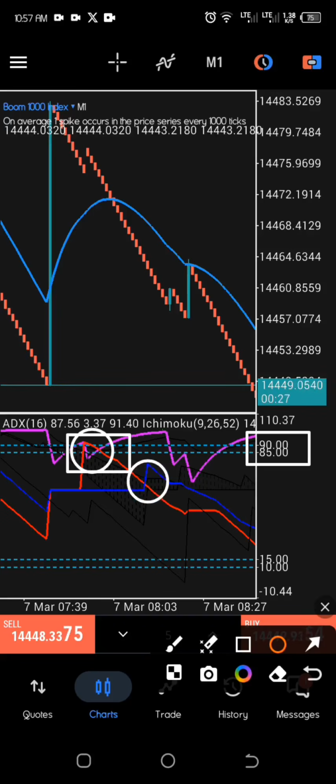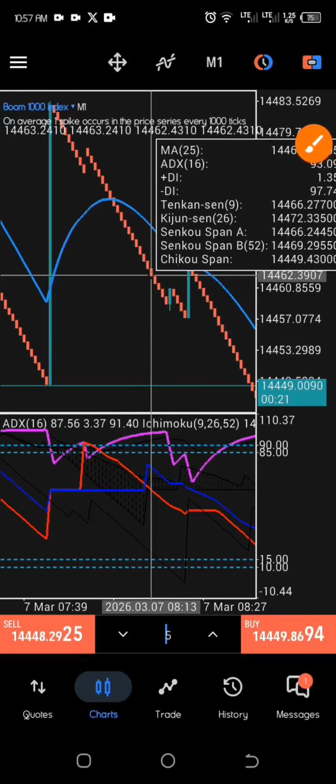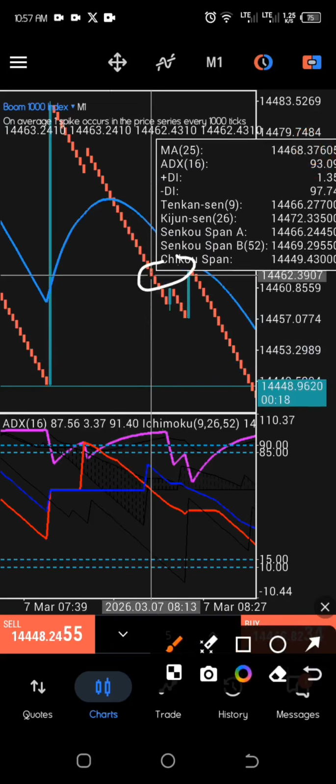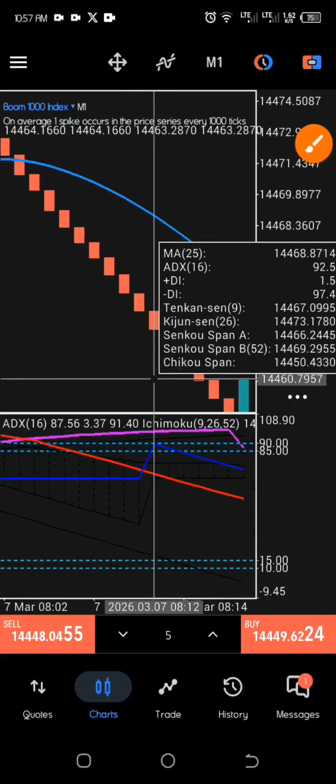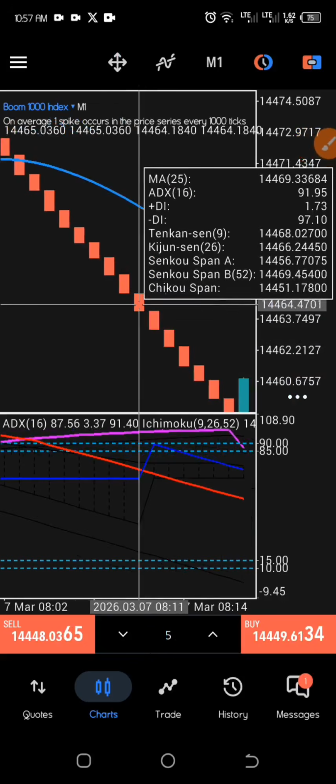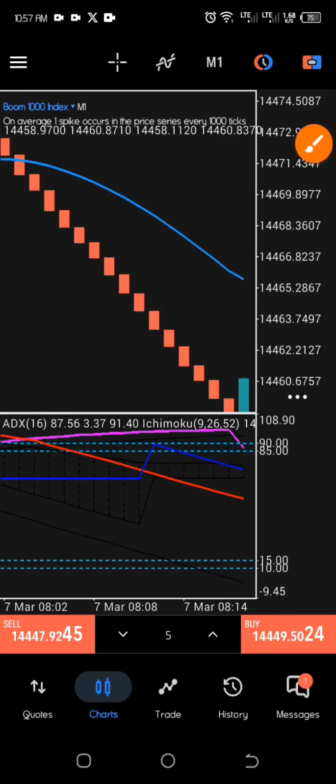After crossing, we look out for the candle that was able to cross, which is this candle right here. After this candle, we enter our trade immediately the candle closes. Let me zoom in so you can see it more clearly. This is where it breaks, with this candle right here. After the candle closes, we enter right at this candle, and we target 20 to 30 candles.